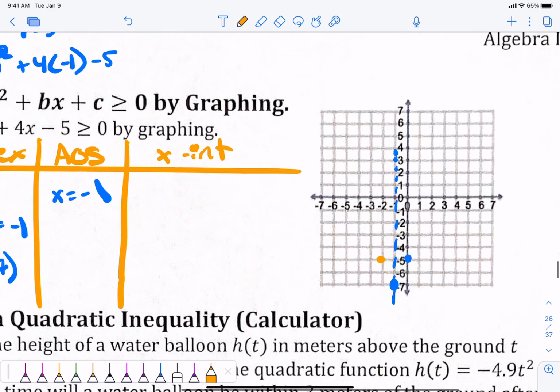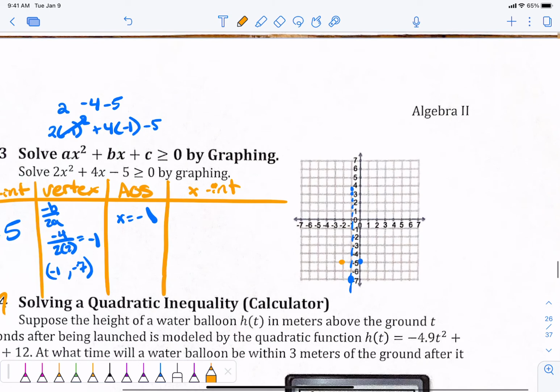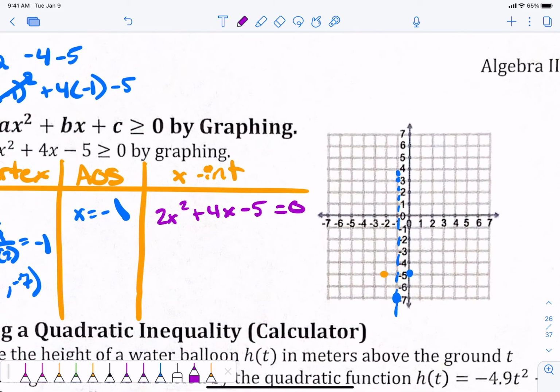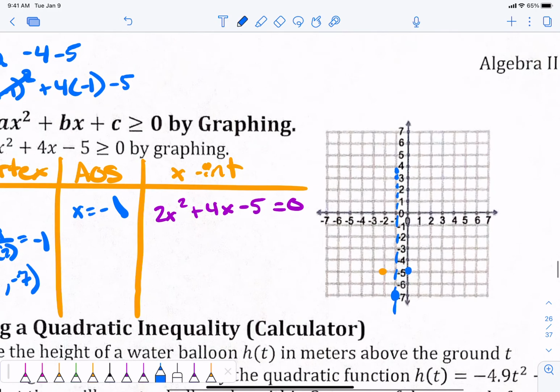The x-intercepts. Let's focus on that for a second. We take 2x squared plus 4x minus 5, and we set it equal to 0. Now, can we factor this down? What would it be if we factor it down? No, because there's a 5 there.